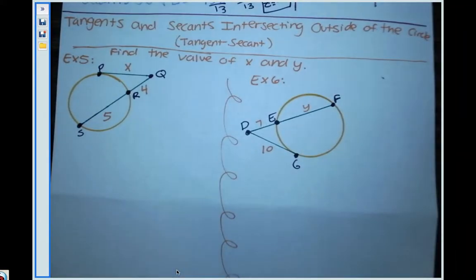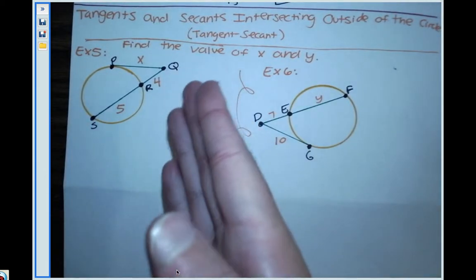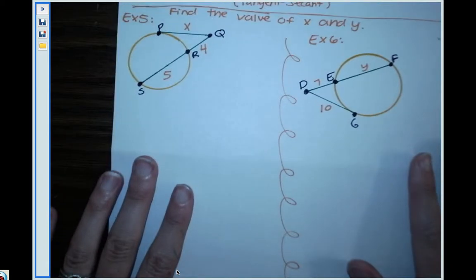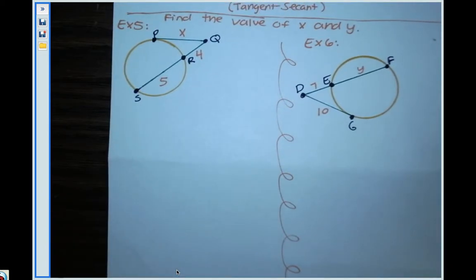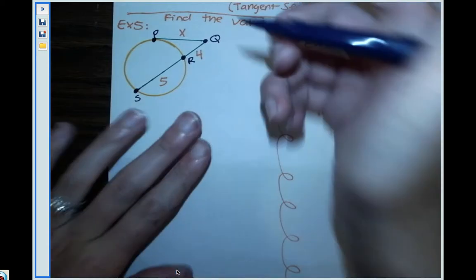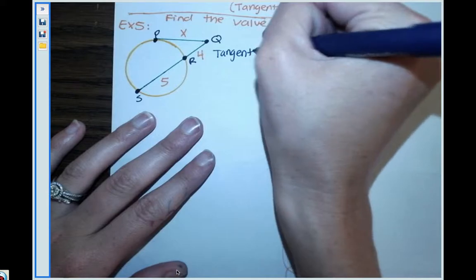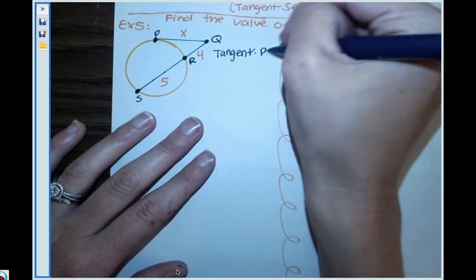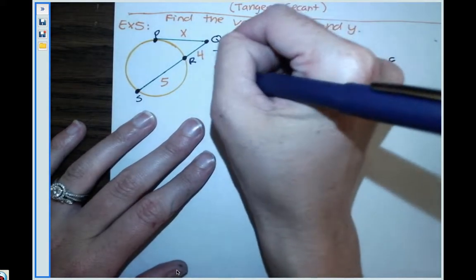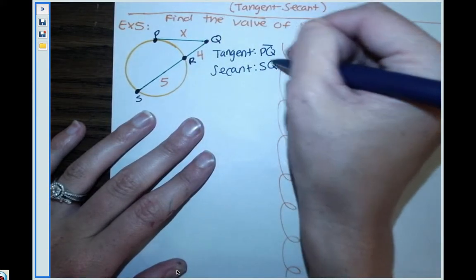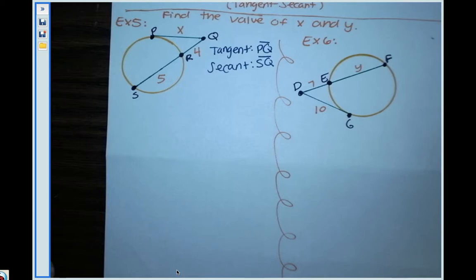Okay, so on this one, we just have to find the value of x on example 5 and y on example 6. Okay, so let me go ahead and label my secant and tangent lines because that is always good to help us identify those pieces. So my tangent segment is PQ and my secant segment is SQ. All right, let's get going.